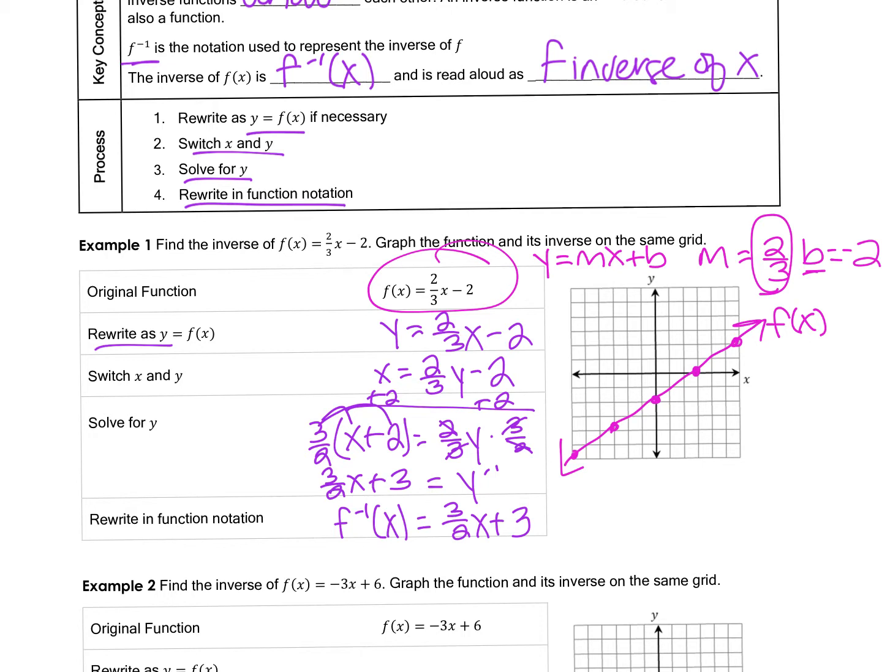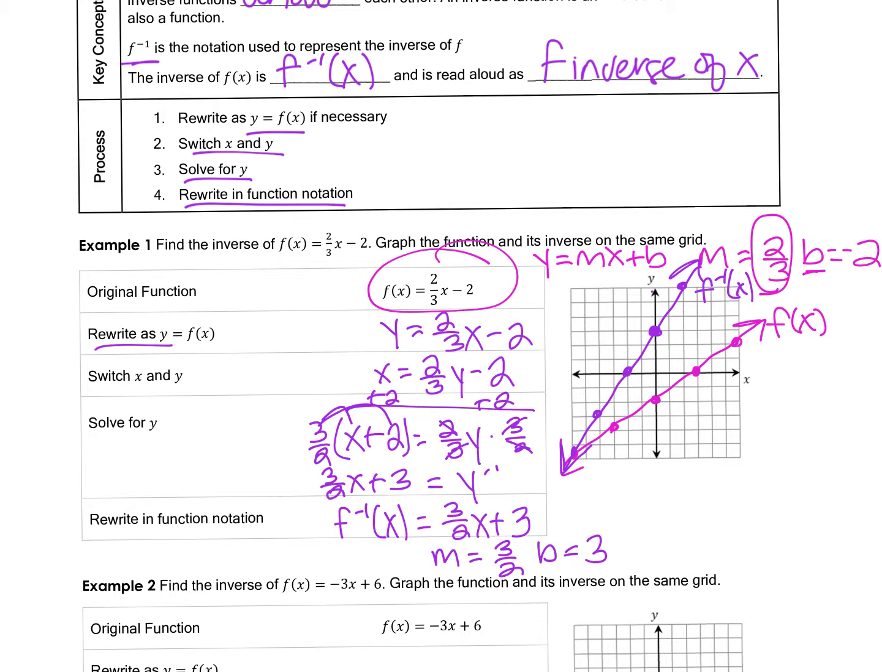And then I want to graph my inverse. Notice this one's also linear. The slope is 3 over 2, and our y-intercept is 3. So it's crossing the y-axis at 3. And then my slope is 3 over 2, so I'm going up 3, right 2, and then the opposite would be down 3, left 2. I'll label this as f inverse of x, so that we know the difference between the two.